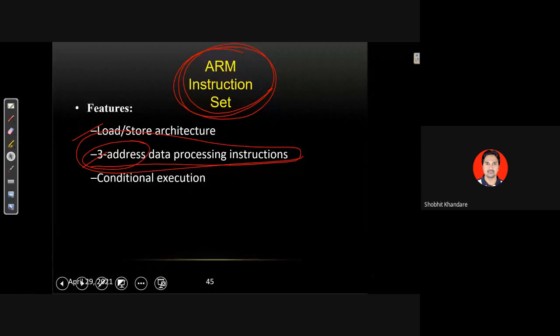Then we have conditional execution. Now this is very important. Pay attention. Conditional execution: if the condition is fulfilled, only then execute the instruction. If the condition is not fulfilled, then that instruction will not be executed. That is the meaning of this.